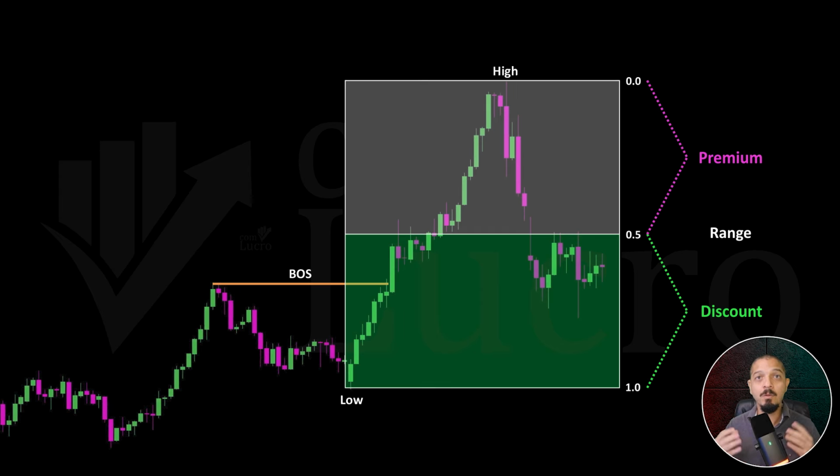Below that midpoint, we consider price to be in discount. Above it, we consider price to be in premium. This allows us to align our entries with logical positioning inside the range.